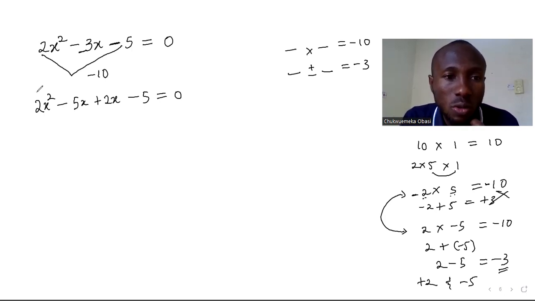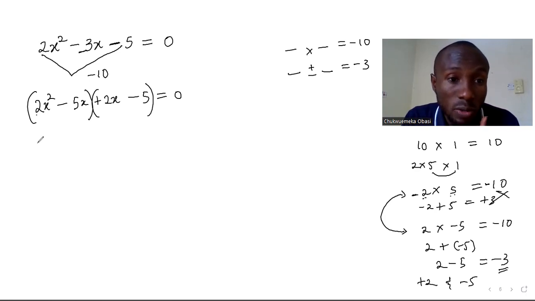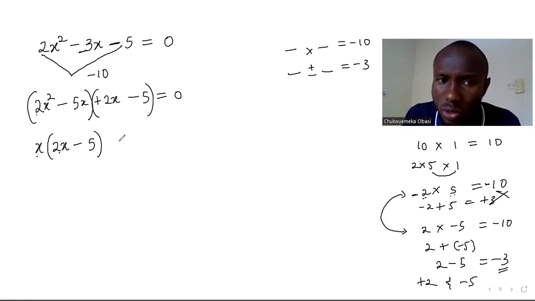So the next thing you do, you group them, right? And what is common here? X is common because no number can divide 2 and 5. So x is the only common factor. If 2x squared is divided by x, you got 2x, minus, when 5x divides x, you got just 5. As if to say, x times 2x is this guy, and x times, so you know what to do now.